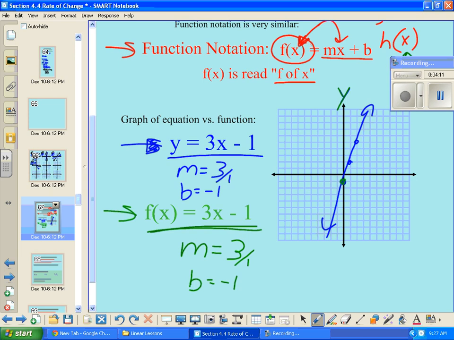And my slope's going to tell me to go up 3 over 1, up 3 over 1. So there's the graph of that equation, or that function, I should say. So notice, they are the exact same thing. Function notation, very similar to the equations we've been dealing with.